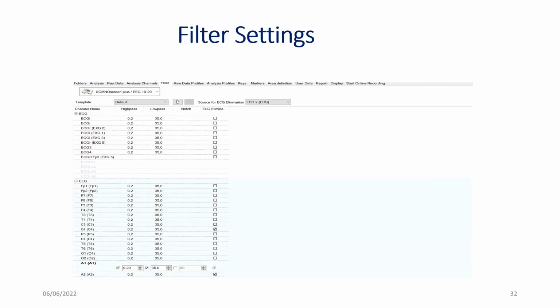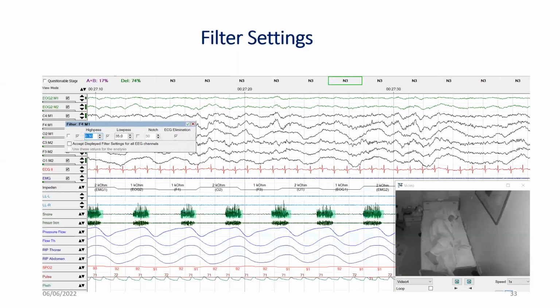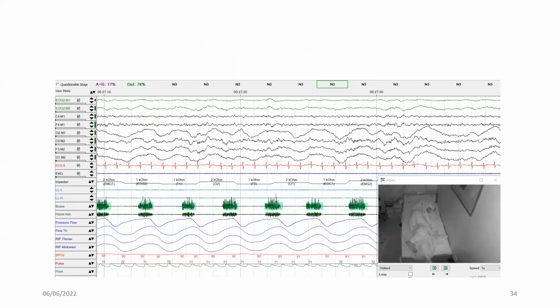So this is again an example of filter settings, which is shown here, high pass and low pass, 0.3 and 35. Now you see this example. You can see the stage N3, which is shown here. It's a high pass filter of 0.3 and 35 hertz, which is a correct filter. Now if you see, I have changed the filter settings here. And you see the waveforms of C4M1 and F4M1. Can you see the C4M1 and F4M1? Is the filter setting the same?